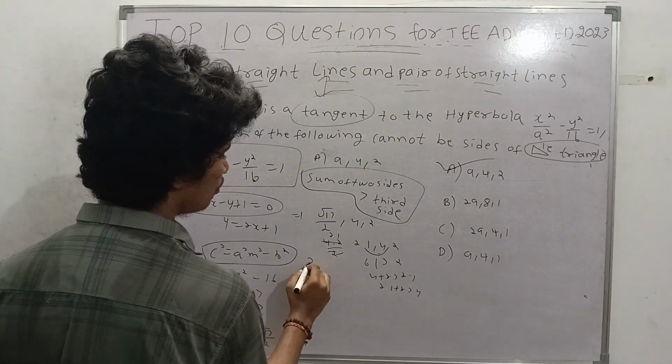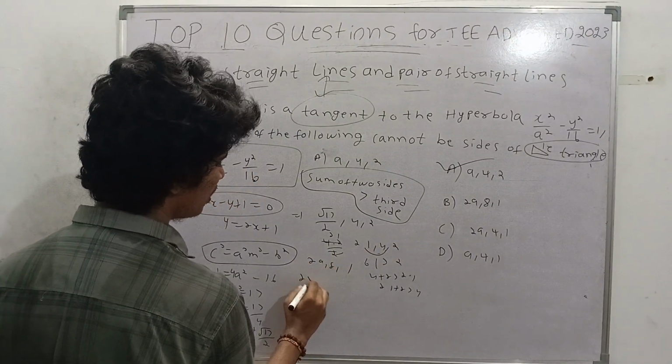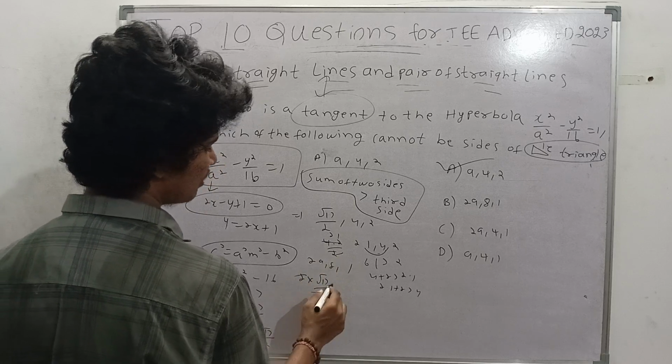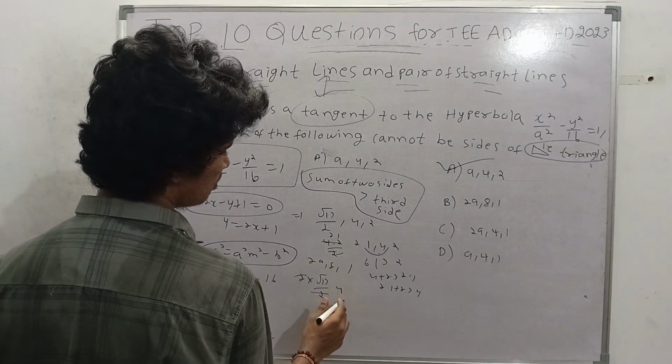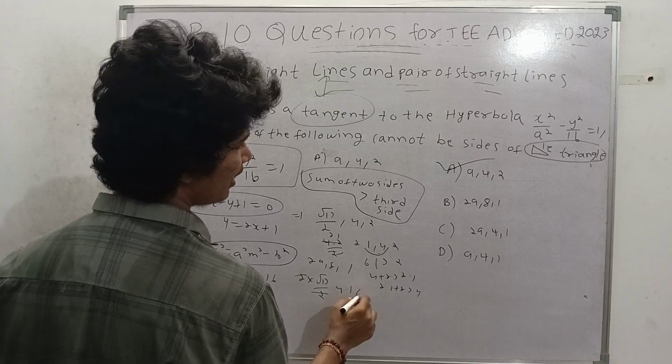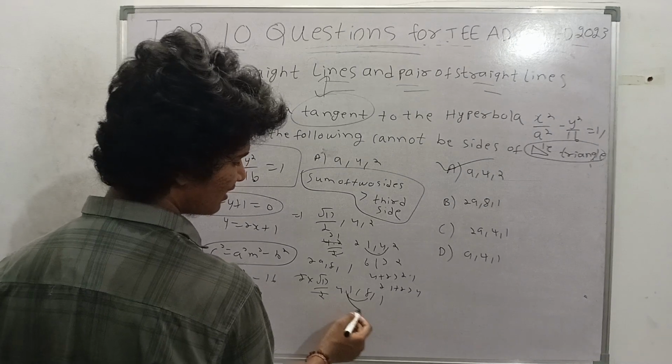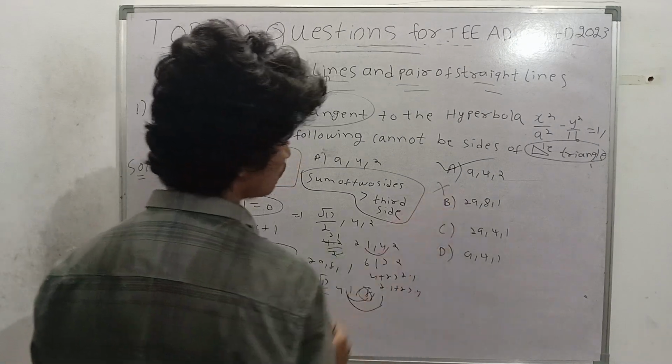Now the second option, 2a comma 8 comma 1. 2 into root 17 by 2, the 2 will get cancelled. Root 17 is 4.1 approx, and they gave 8 comma 1. When we add these two things, it is greater, but when we add these two things, it is not greater. So there is no possibility.